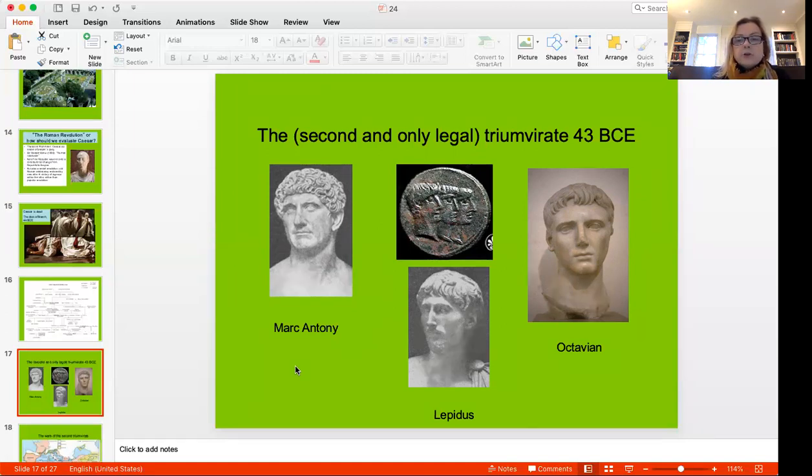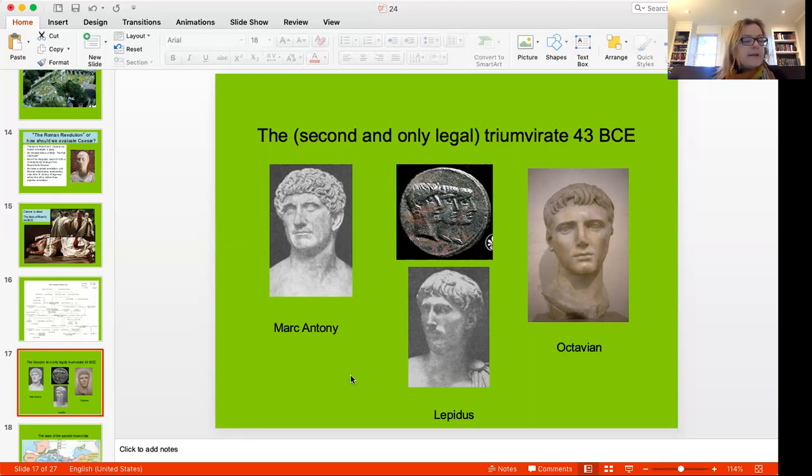So by a special law enacted in this year, and you can see the coin issued here with the three heads on it, these three men, Mark Antony, Octavian, and Lepidus, formed a special group of officials who were responsible, as your handout shows, for the constitution of the republic with consular power. Essentially, their job is to protect the republic, and they have consular power to do so. So who were these men?